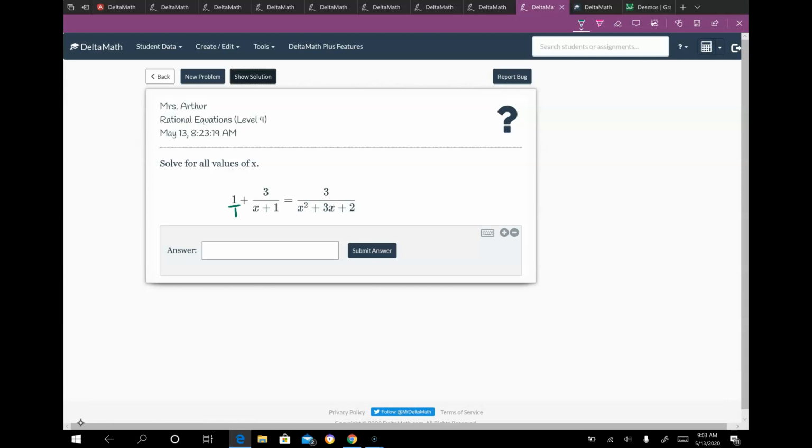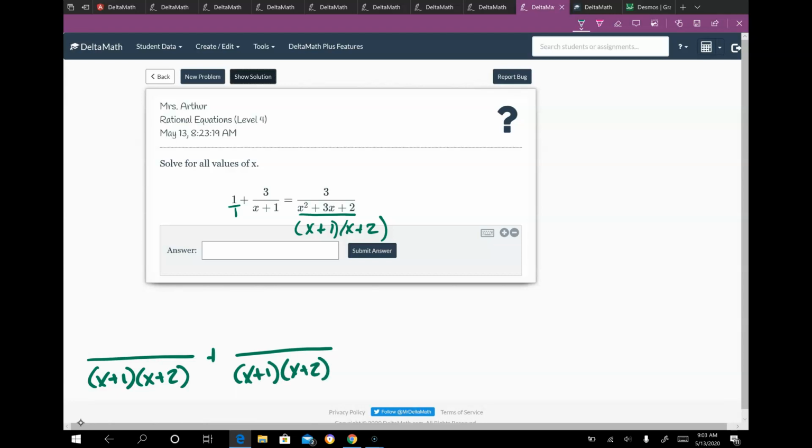Put 1 over 1. Now, I need to factor this guy, don't I? He is going to be x plus 1, x plus 2. So my common denominator is going to be x plus 1, x plus 2. That's going to be my denominator for everybody. And whoever is missing something, we have to multiply the top by what it's missing.